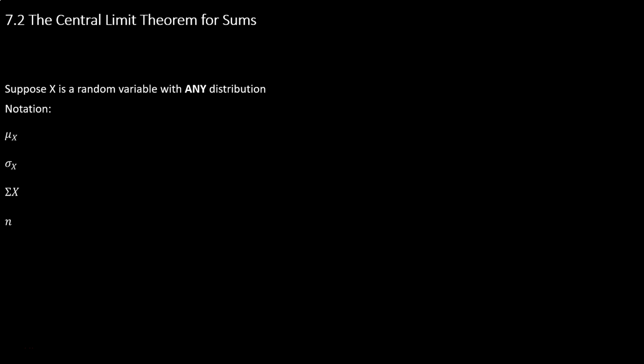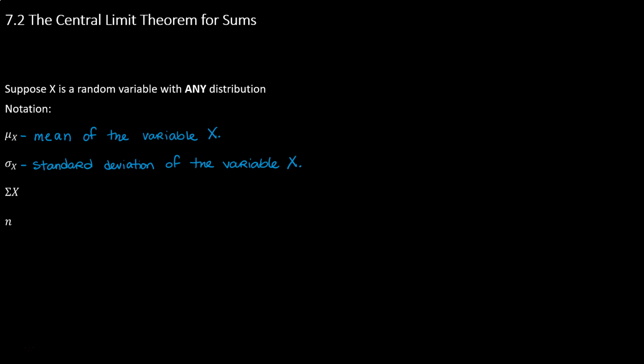The central limit theorem for sums allows us to take a random variable like x with any distribution and create a new distribution that happens to follow a normal curve. Let's start with a little bit of notation here. First, we're going to represent the mean of our original variable, capital X, using the Greek letter mu with a subscript capital X. We'll use sigma subscript capital X to represent the standard deviation of our original variable x.